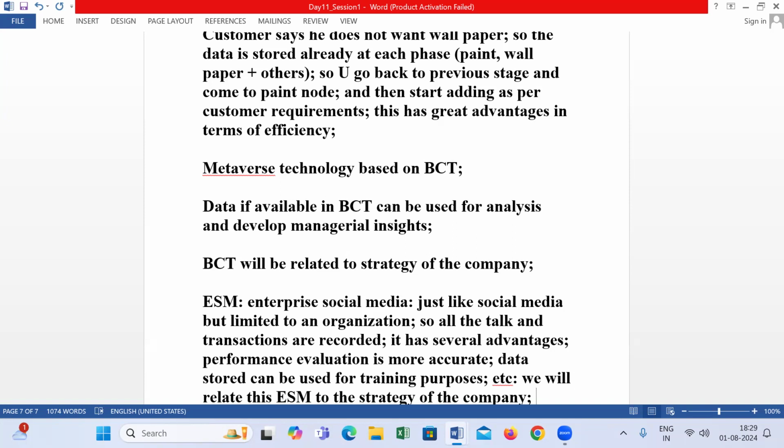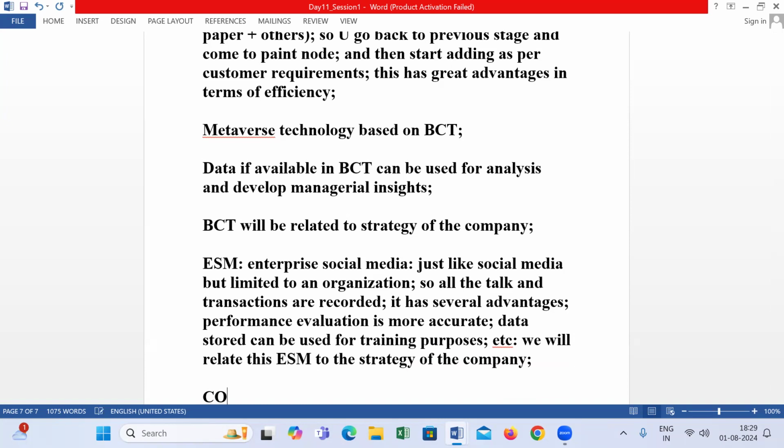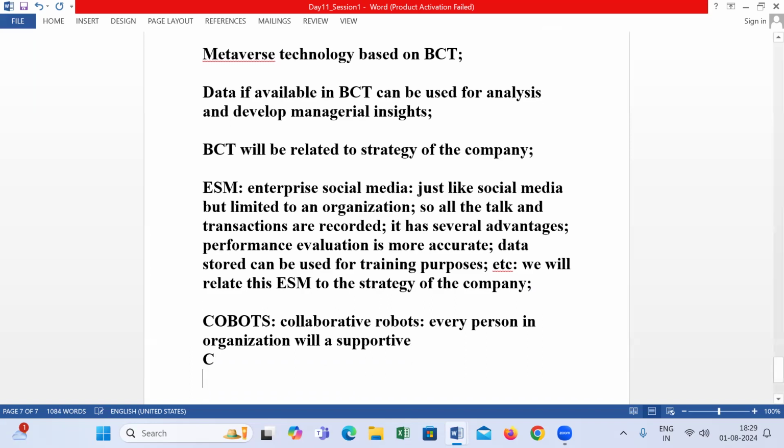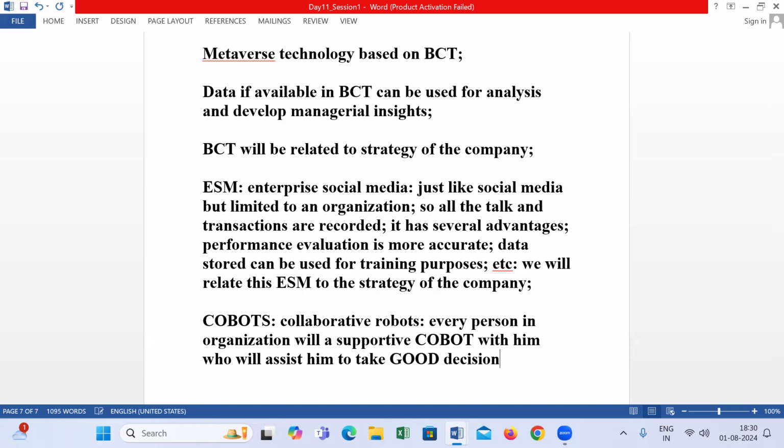Some more advances have taken place, and these are referred to as cobots. These are collaborative robots. Every person, organization will have a supportive robot who will assist him to make good decisions. We'll relate this also to the strategy of the company.